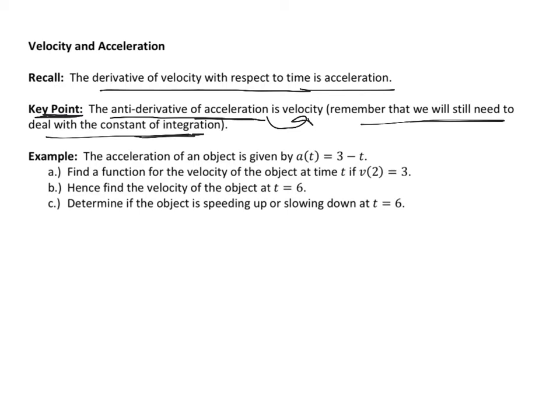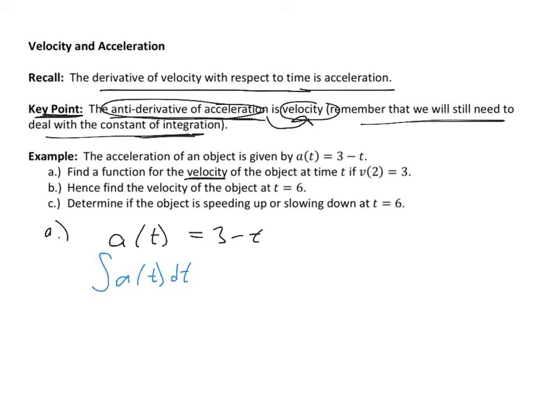So the acceleration of an object is given by a of t equals 3 minus t. Part A of this is asking us to find a function for the velocity of the object. Well, what we just learned is that if I take the antiderivative of acceleration, I'm going to get velocity. So if I have a of t equals 3 minus t, I could take the integral of both sides. I can take the antiderivative of a of t with respect to t, and that should be equal to the antiderivative of 3 minus t with respect to t.